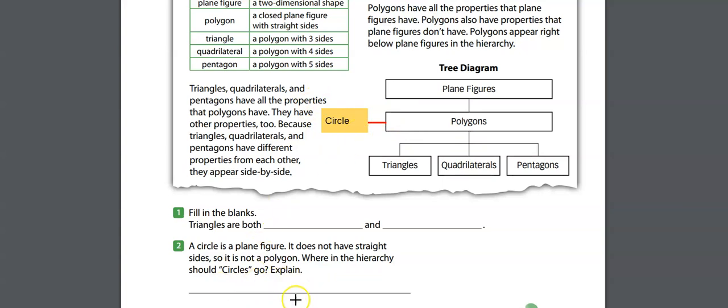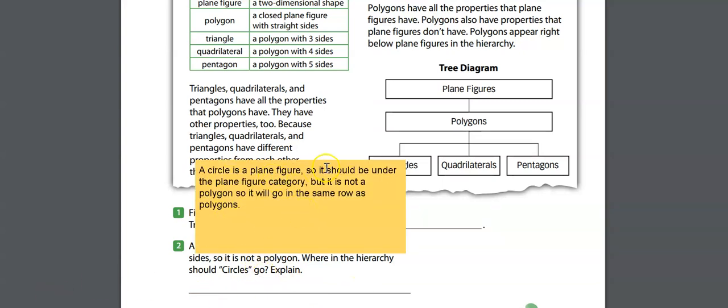So let's go ahead and write that in complete sentences. So I know a circle is a plane figure. So it should be under the plane figure category, but it is not a polygon. So it will go in the same row as polygons, just as we had described previously. Let's go ahead and make sure we have this written down and turn to the next page.